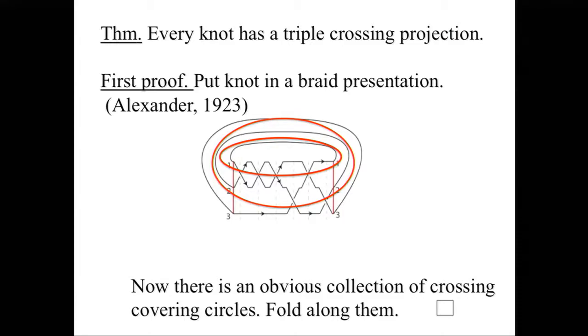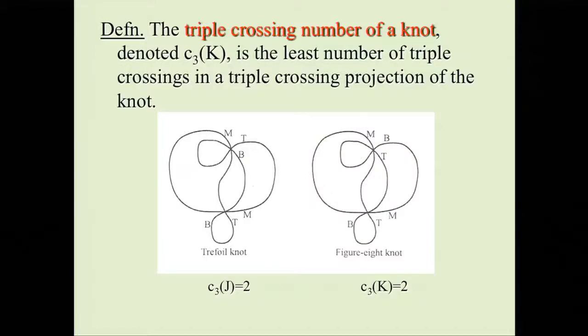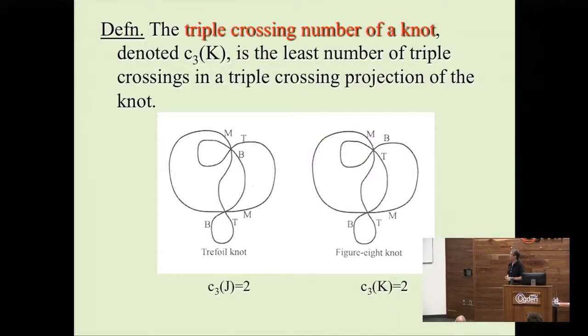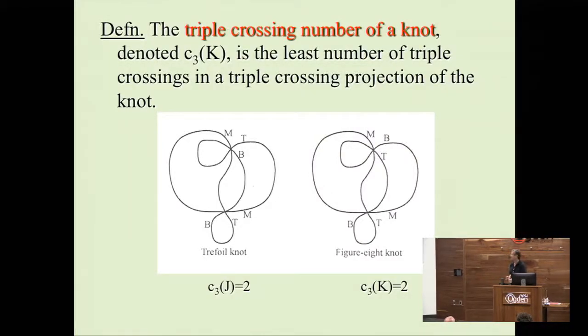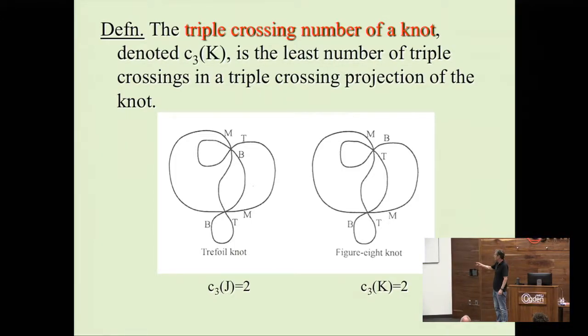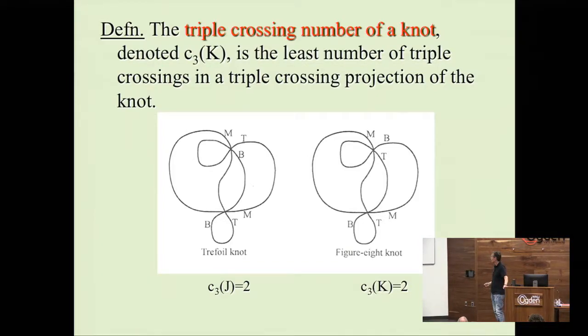So that proves, in fact, that every single knot has a triple crossing projection because every single knot or link can be put in a braid form. In particular, that means we can define the triple crossing number of a knot to be the least number of triple crossings in a triple crossing projection of a knot. So in these two examples right here, the trefoil knot and the figure 8, they have triple crossing number 2 because with triple crossing 1, you can't get anything but the trivial knot, okay?